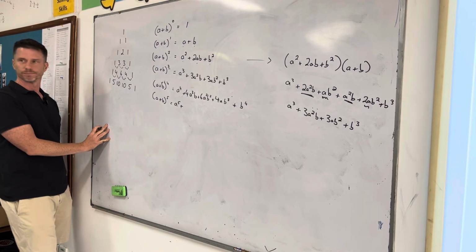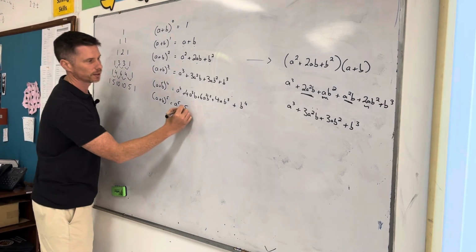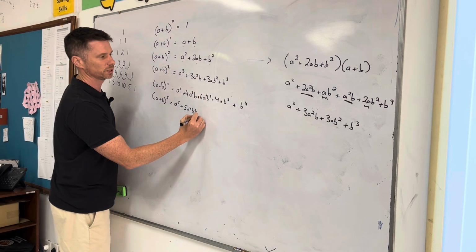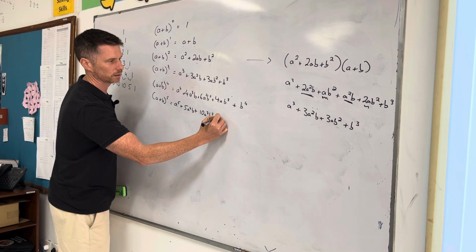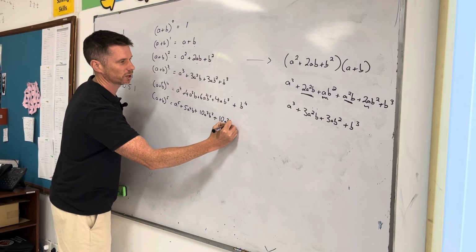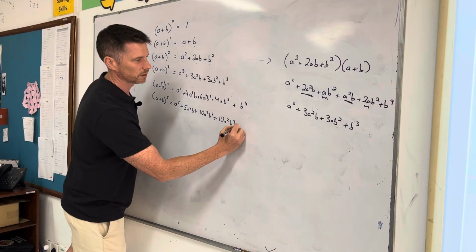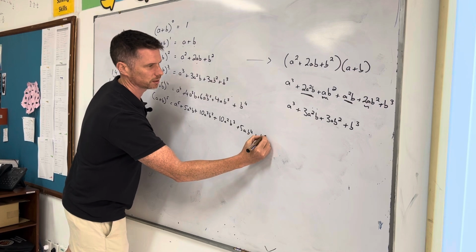What's the next term? 5 is the coefficient. What's the a power? B1. Next one, 10, a squared, b cubed. So I'm getting these numbers from here. Then 5, a, b to the 4, and then b to the 5.